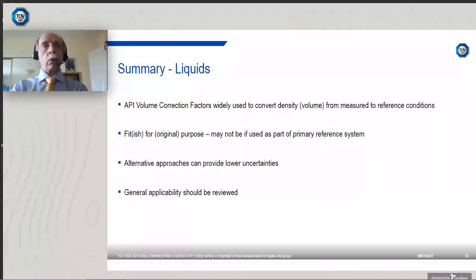And that's in fact what we do on one of our facilities, where we have a volumetric reference system which is used primarily for calibrating mass flow meters. There are reasons for that choice. As I mentioned earlier, the choice of flow metering technology may be conditioned by other factors, such as the temperature and pressure ranges you need to operate at. But there we need to convert from volume to mass, and we use other techniques apart from API volume correction factors.